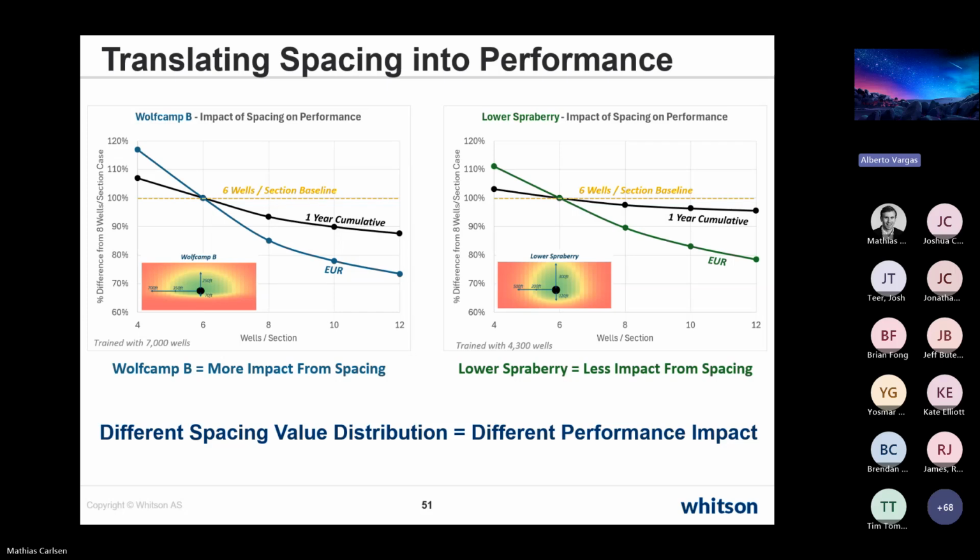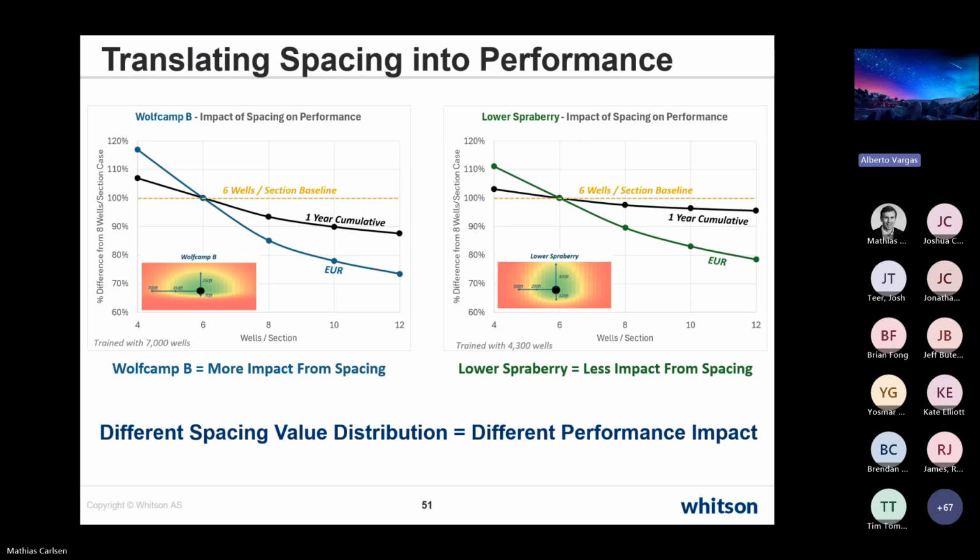Interestingly, and probably intuitively, you can see that it affects EUR more. The effects at 1 year are something, but more muted. You're seeing more of an effect in EUR. So we want to take both into account when we're making that economic decision. For lower Sprayberry, partially because of the geometry, you see less impact for 1 year and EUR. So you can fit the wells tighter together in the lower Sprayberry without that degradation.